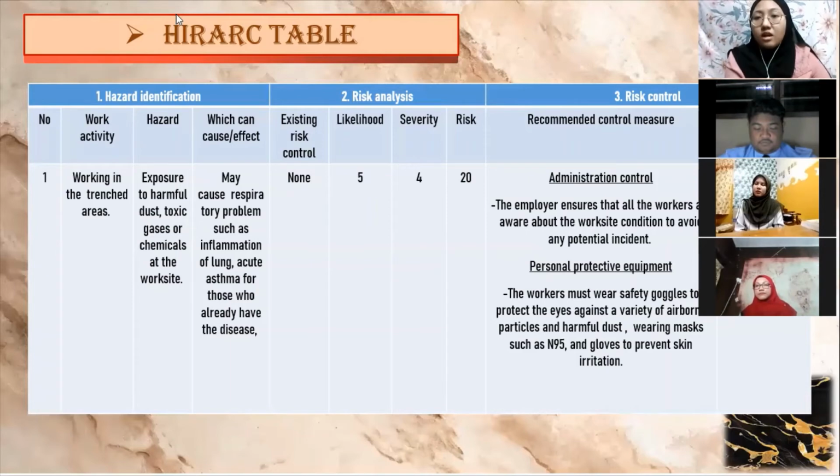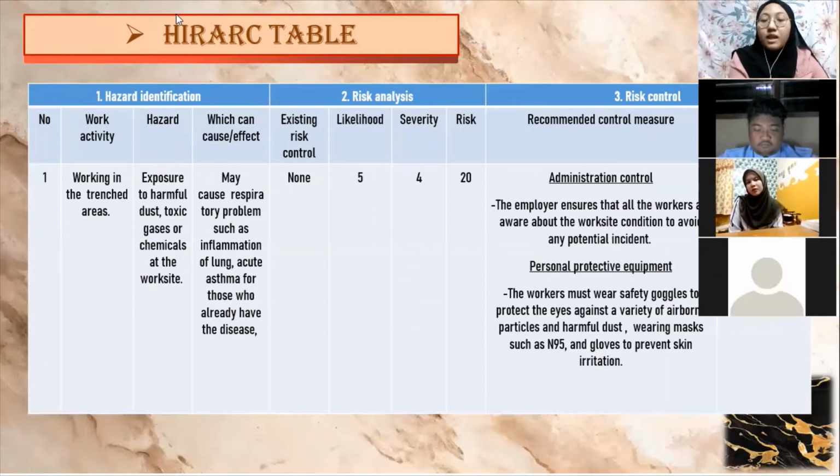For the recommended control measure, there are 2 types, which is administration control: the employer ensures that all the workers are aware of the worksite condition in order to avoid any potential incident among the workers. For the personal protective equipment, the worker must wear safety glasses or safety goggles to protect the eye against a variety of airborne particles and harmful dust, and wear a mask such as N95 and gloves in order to prevent skin irritation.